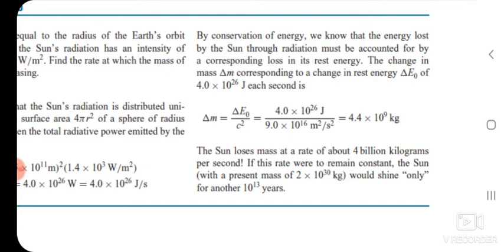This much amount of mass is used to radiate 4 into 10 to the power of 26 joule energy per second. The sun with the present mass, which is equal to 2 into 10 to the power of 30 kg, would shine only for another 10 to the 13 years. Means after that it is going to die, or it is converted into the white dwarf condition.